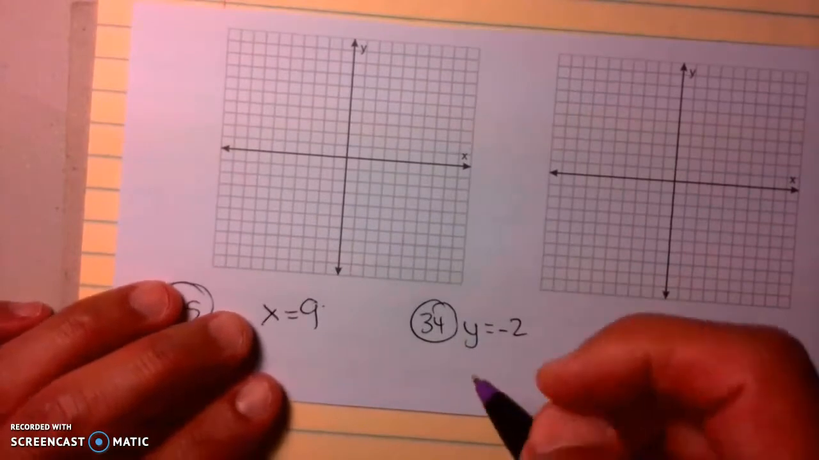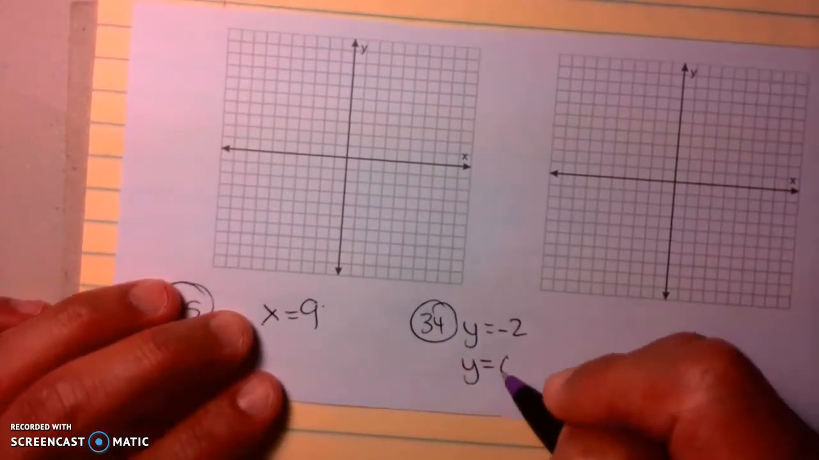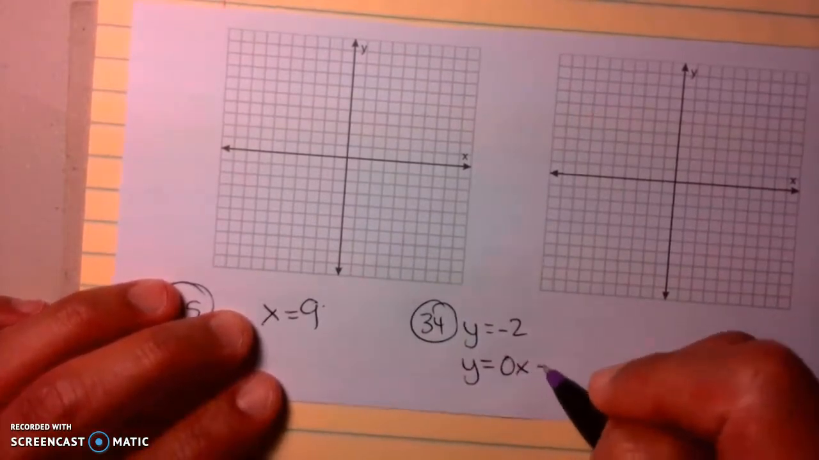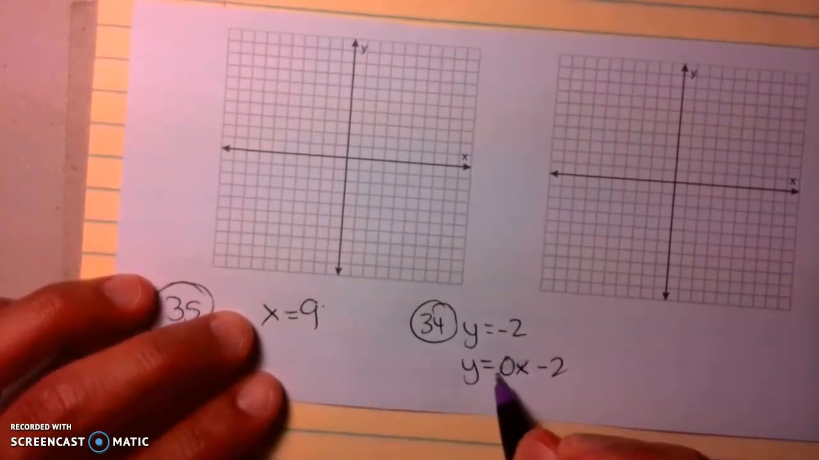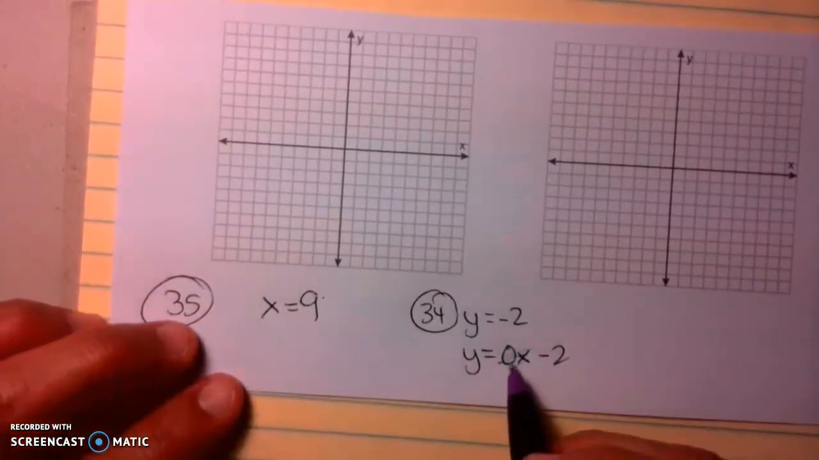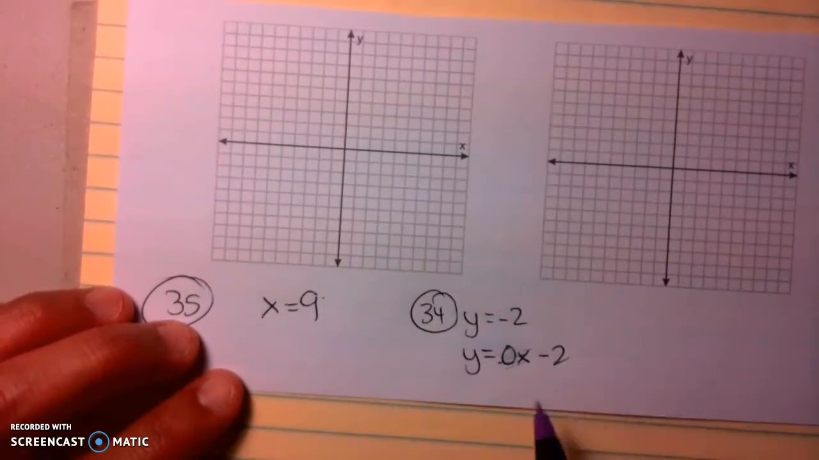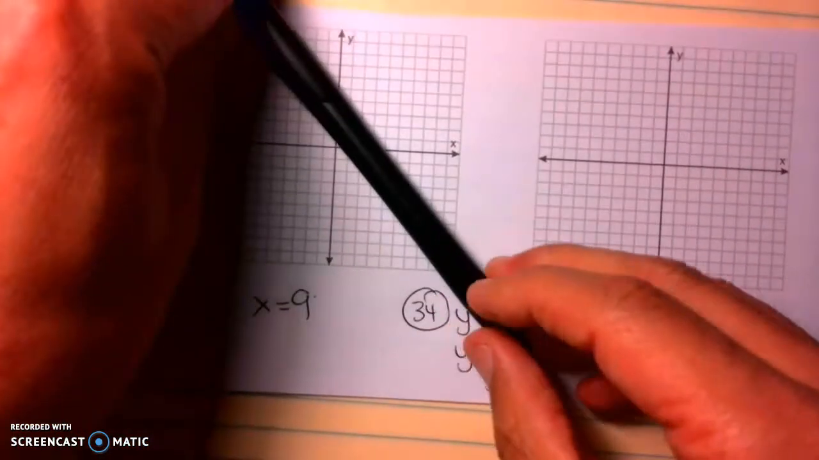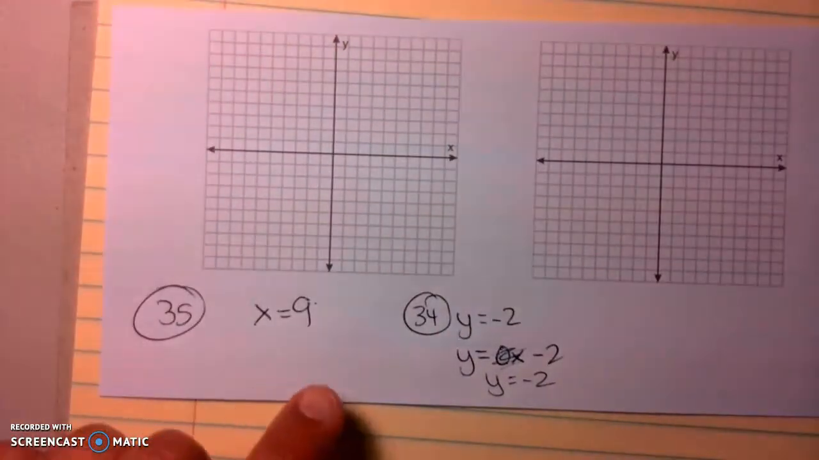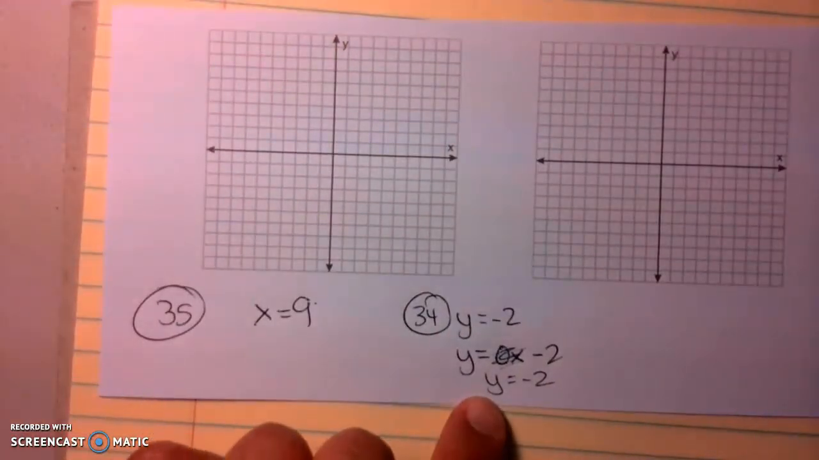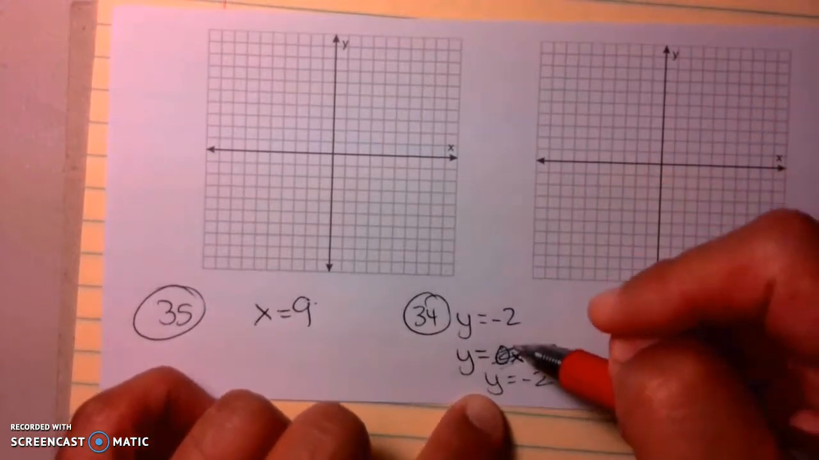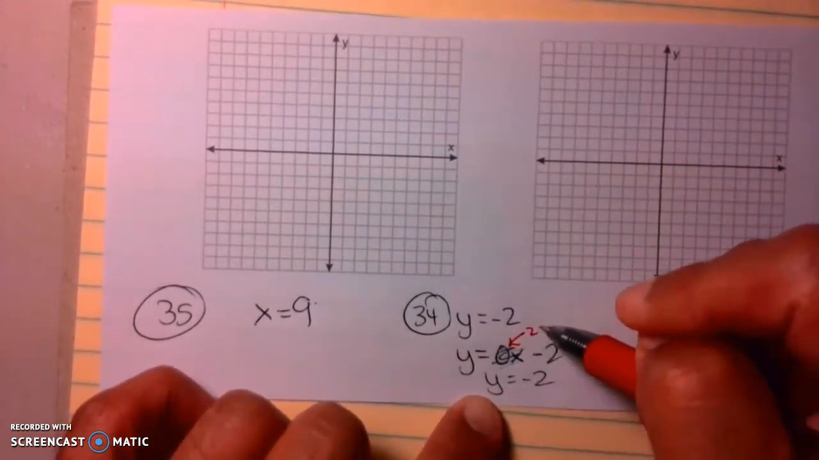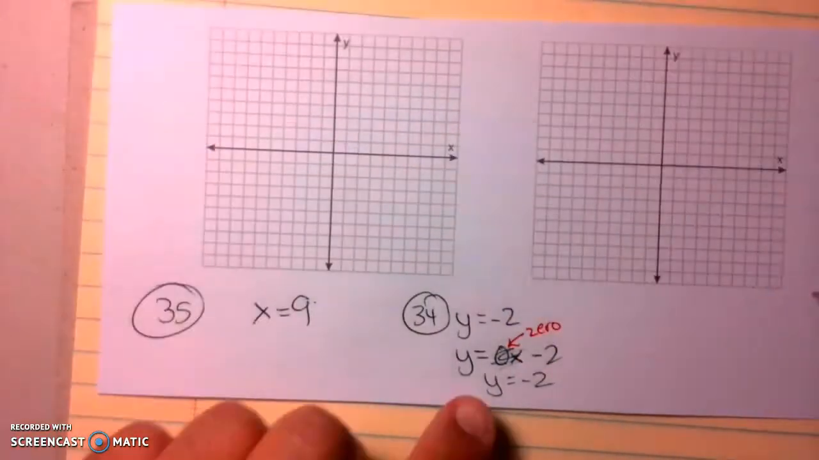Well, 34 kind of is. Y is equal to 0 x minus 2. Anything times 0, this is pretty much just gone. So the slope is 0. And really this is y is equal to negative 2. So what happens here is these are not your traditional slanted lines. This is going to be, for 34, y is negative 2. This is going to be with a slope of 0. This is a flat line at negative 2.